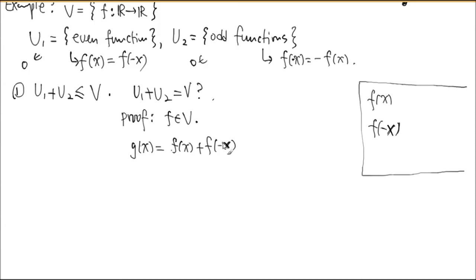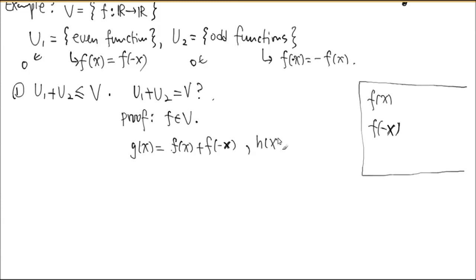Let's see. If I plug in x, f of x goes there, f of negative x goes there. What if I plug in negative x into g? Negative x goes there, and that becomes a positive x, right? Isn't that the same thing as the other way around? So we end up with the same thing. So you agree this g of x is an even function? Right. How about an odd function?